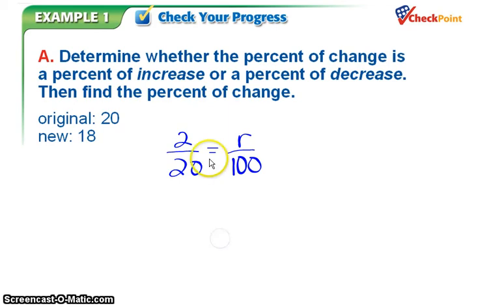Here's your proportion. 2 came from your change. 20 minus 18 is 2. 20 is your original number. You're trying to find your percent of change out of 100.